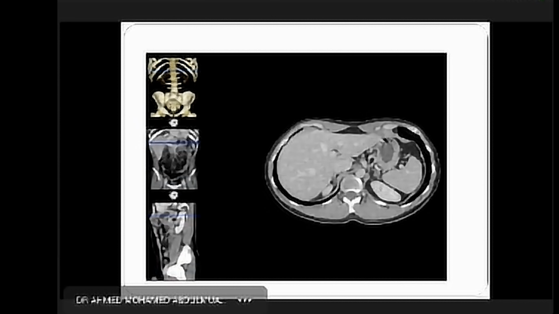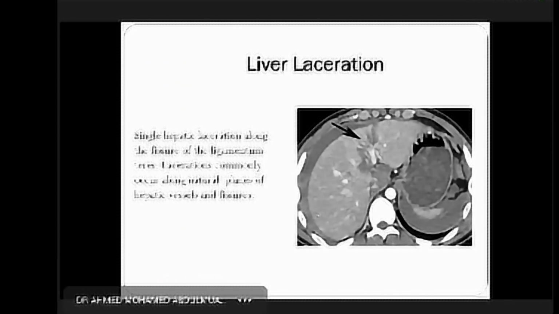So we see the liver here, how it looks: homogeneous, with smooth outlining. And in this condition, we can see there is a laceration here. A single hepatic laceration along the fissure of ligamentum teres, and this laceration commonly occurs along the natural planes of hepatic vessels or fissures. Whenever we see a laceration like this, you can see there is already a perihepatic collection here, as well as a collection in the lesser sac here. So the hematoma can easily be seen here, and the laceration as well.